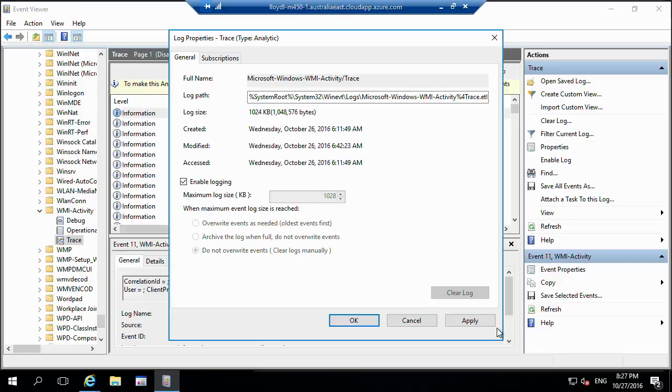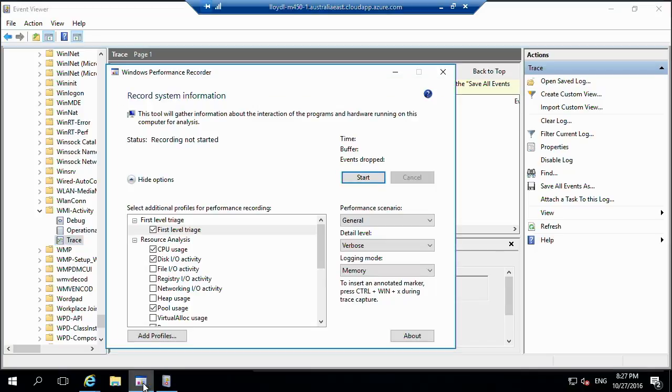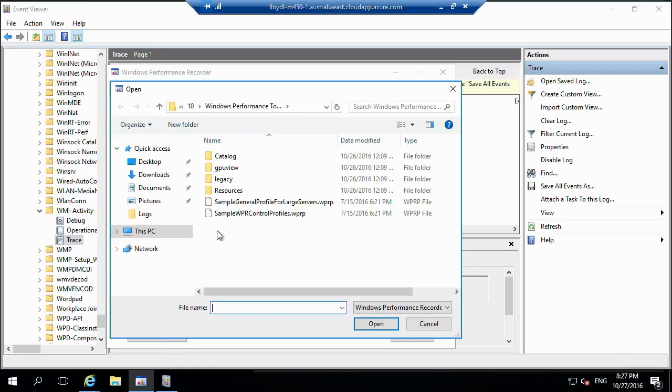So what I did 2 days ago was I did all this stuff here, recorded that, and then I used the Windows Performance Recorder, where I say, here's the recorder, record this stuff for me. I want to do a first level triage. I want you to record my CPU, my disk, and my pool usage, that's the memory stuff, and I also want you to do some custom measurements. By the way, there's one profile that's given to you on every box the moment you install it, so you can see that custom here.